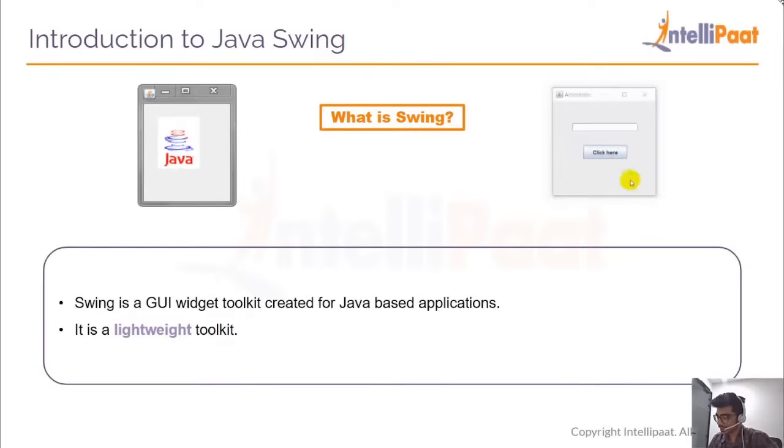Lightweight means that it is written entirely in Java and does the high level display by itself, whereas a heavyweight toolkit uses the underlying operating system to display the components. Since this is lightweight, it uses Java based code, so the effort put on the operating system will be less, and this renders very quickly compared to heavyweight toolkits. So you can say Java Swing is faster compared to heavyweight toolkits.